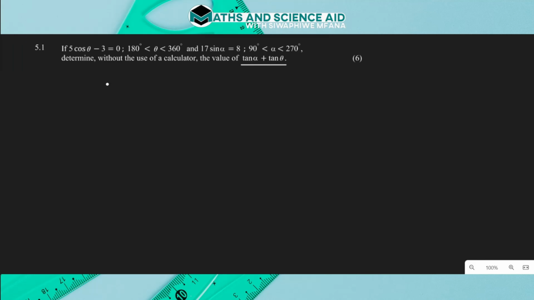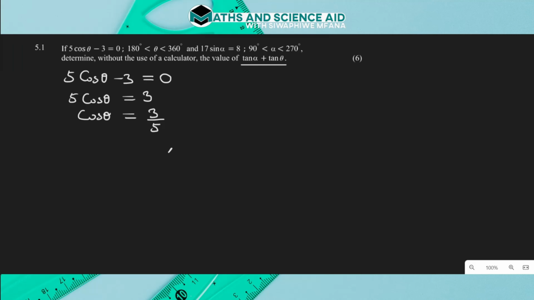So to answer this question, the first thing that we are going to do is to take down 5 cosine theta minus 3 equals 0. And then we are going to manipulate this equation to make cosine theta the subject of the equation. So the first thing that we're going to do, we are going to transpose negative 3 to the other side. Thereafter, we are going to divide by 5 on both sides of the equation to get 3 over 5.